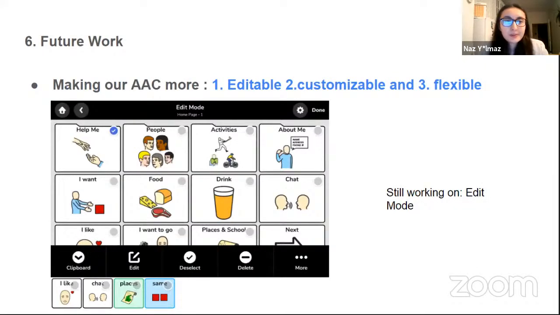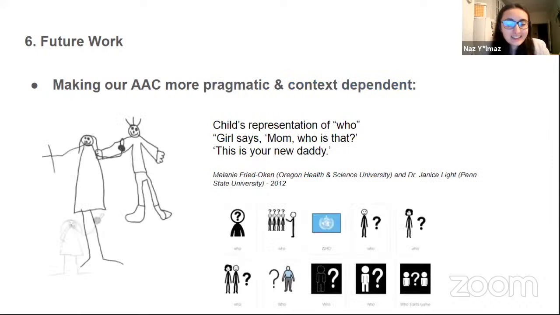Also, our aim is making our AAC more editable, customizable, and flexible. We are still working on the edit mode. We're just working on this today. And making our AAC more pragmatic and context dependent.